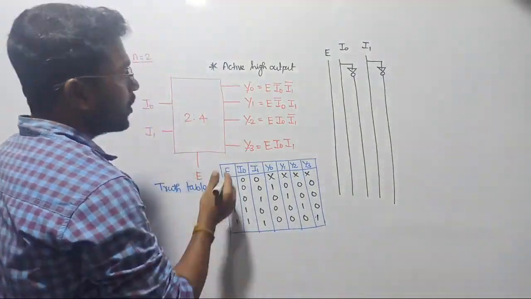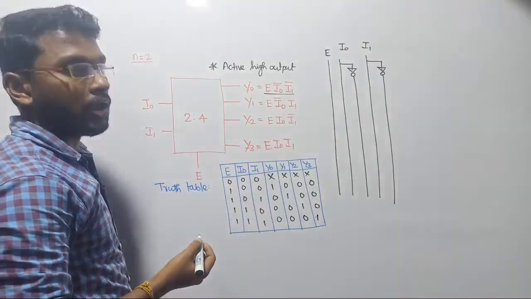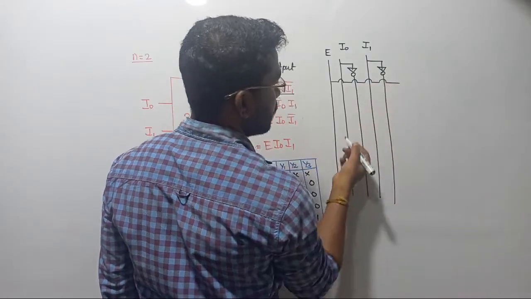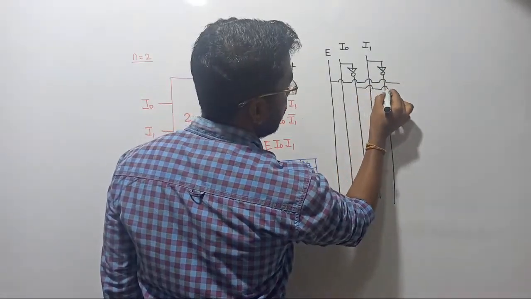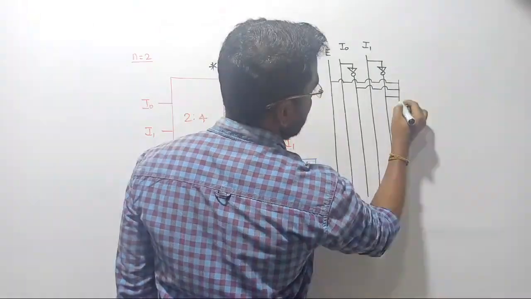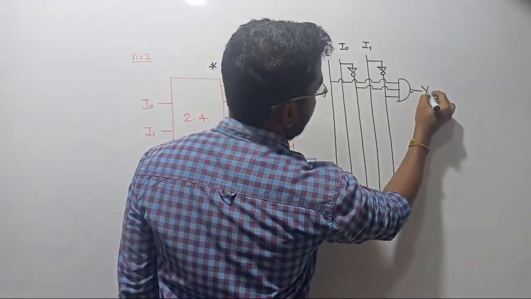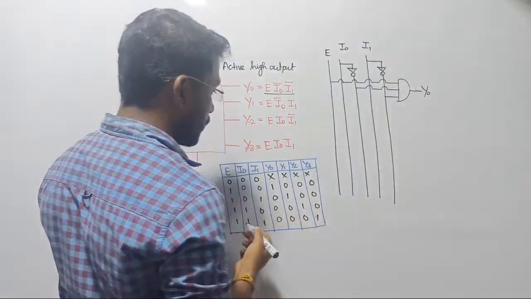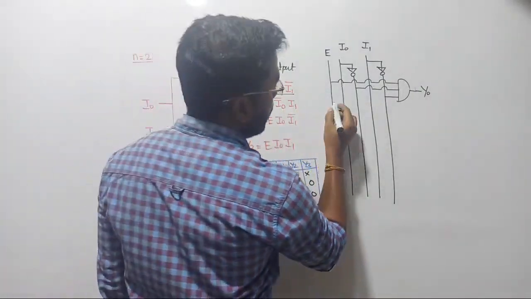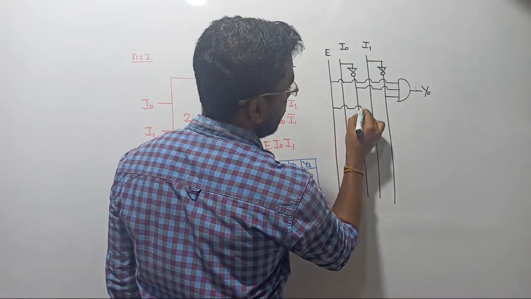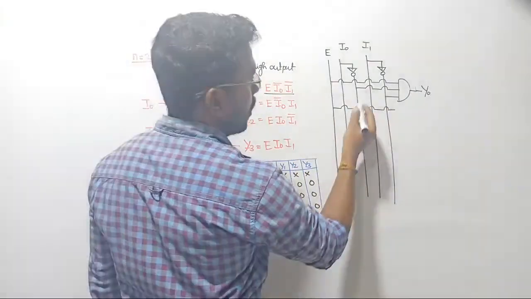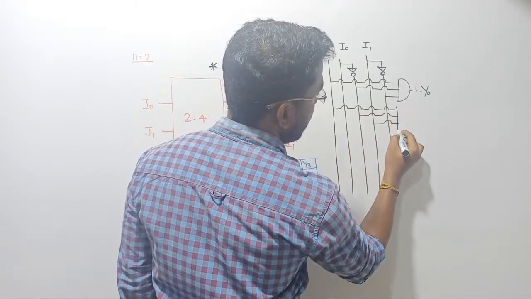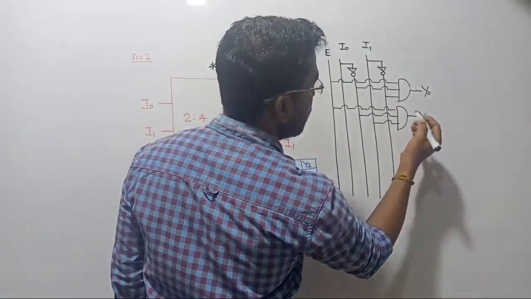Let us receive the output. For case number 1, we need E into I0 bar I1 bar. So this is going to be E, and this is I0 bar. We should take the line from the inverter, such that the output is going to be Y0. Let us see the second one, E into I0 bar I1. That is going to be E, and for I0 bar we should take the line from here, and for I1 we have to take the line from here, such that all are joined together strictly with the AND gate.